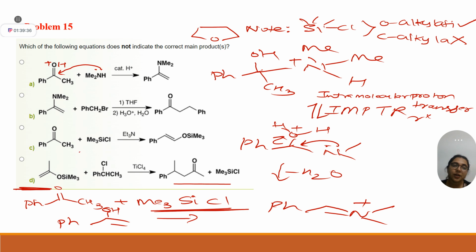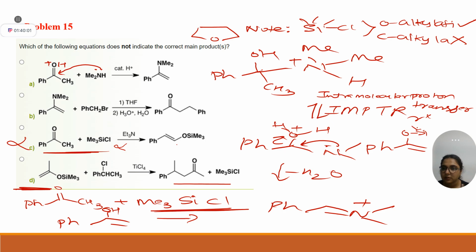But students, one thing you can see in C is that OSiMe3 has transferred from this carbon to the next carbon, right? This can't happen. So option number C is wrong. Understood what I am telling you? As per this theory, it can be possible that you are forming this OSiMe3, but this is not possible. Oxygen can't transfer from this carbon to this carbon, okay? Therefore, C is wrong. Now tell me, what about your take on D? Is D correct?